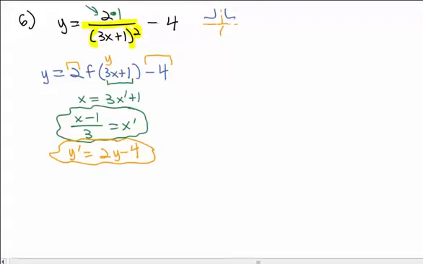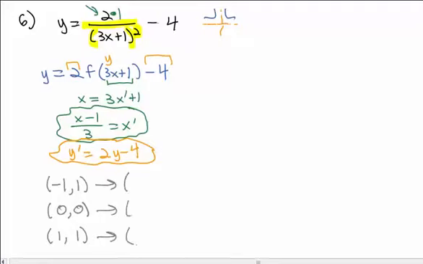And now we just have to shift those 3 key points. And on the inverse square, again, you're going to want to memorize these. Negative 1, 1, 0, 0, and 1, 1. And let's see what we end up with for our new points. For the x's, we subtract 1 and divide by 3. Negative 1 minus 1 is negative 2 thirds. 0 minus 1 is negative 1 third. And 1 minus 1 is 0 thirds, or just 0.